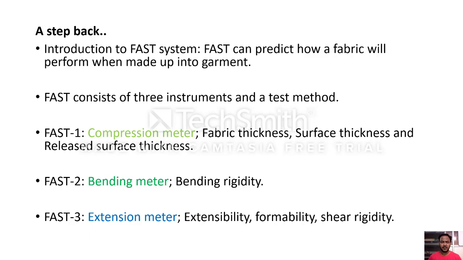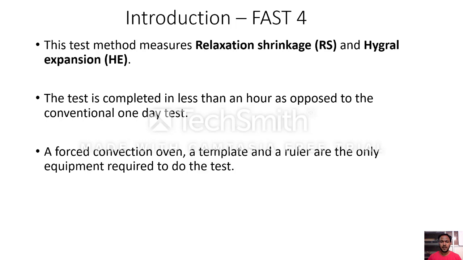In our last lecture, we discussed in detail the working principle of all the 3 instruments. All the 3 instruments work very fast and the results are automatically recorded. In today's lecture, we are moving on to FAST 4, which is a test method. Now coming to the introduction of FAST 4. This test method measures the relaxation shrinkage and hygral expansion.